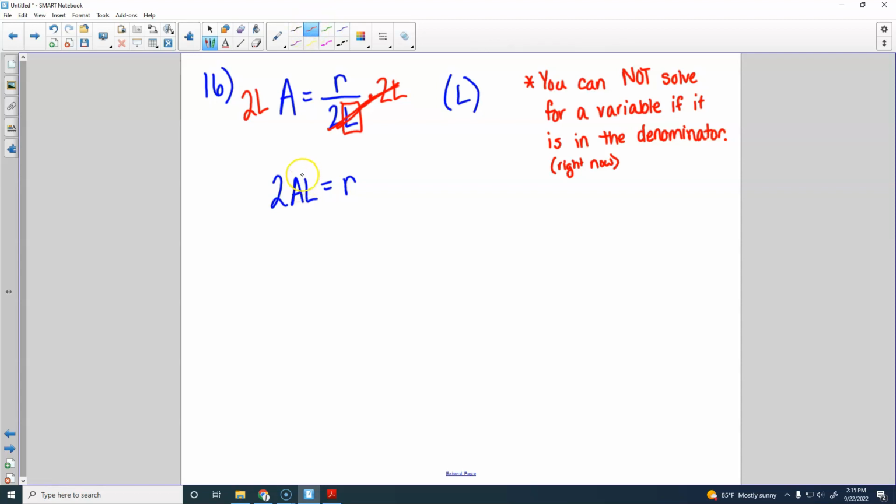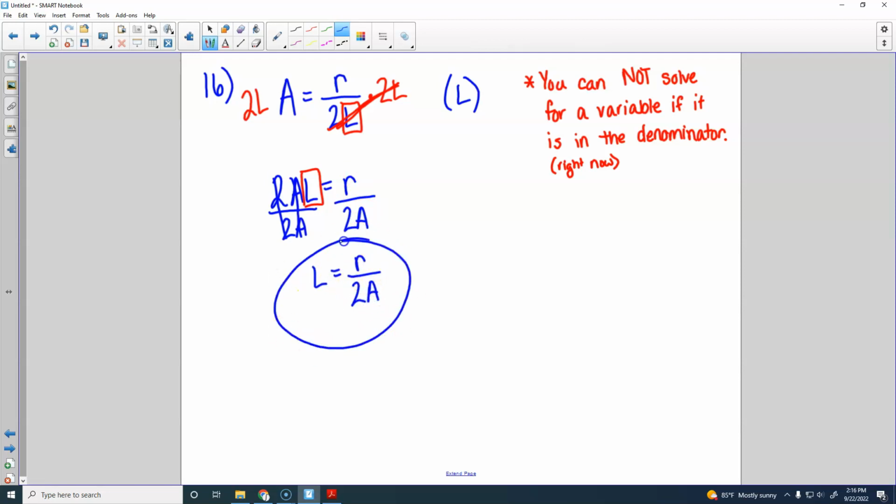So our L is right here. 2A and L are all multiplied because they're all just written right next to each other. So how do I get rid of the 2 and the A? I will divide by 2A. If I do that here, I must also divide by 2A over here. So L equals R over 2A. And so L is by itself. We know we are done.